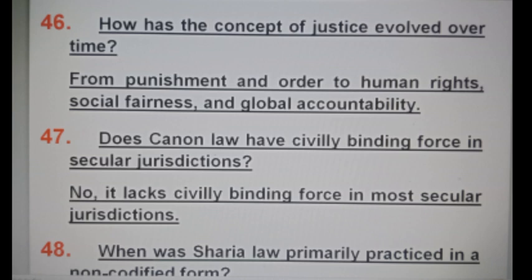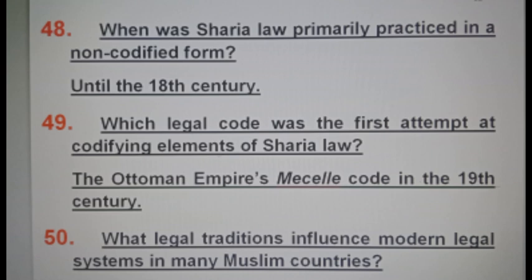Does canon law have a civilly binding force in secular jurisdictions? No, it lacks a civilly binding force in most secular jurisdictions. When was Sharia law primarily practiced in non-codified form? Until the 18th century. Which legal code was the first attempt at codifying elements of Sharia law? The Ottoman Empire's Martial Code in the 19th century.